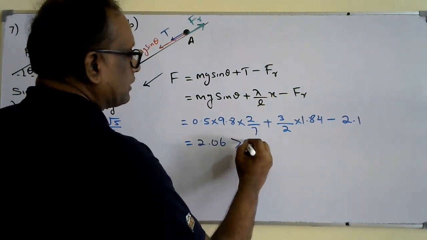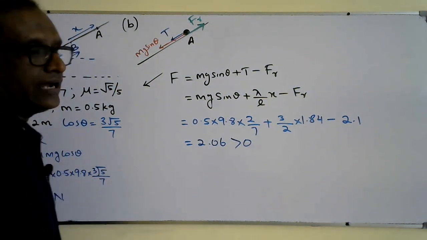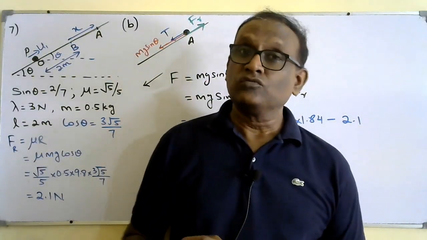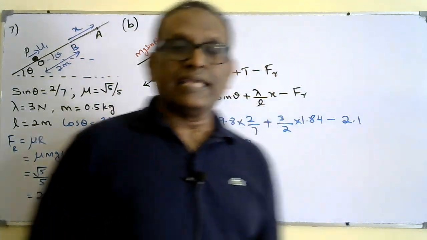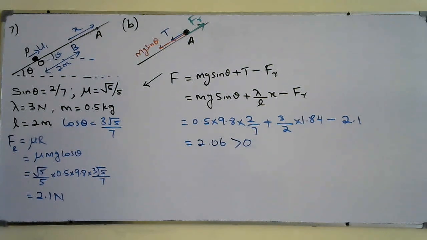value. So there's a value of resultant force along the slope down, which means it will accelerate according to Newton's first law. It won't remain at rest. It will accelerate from A towards O.